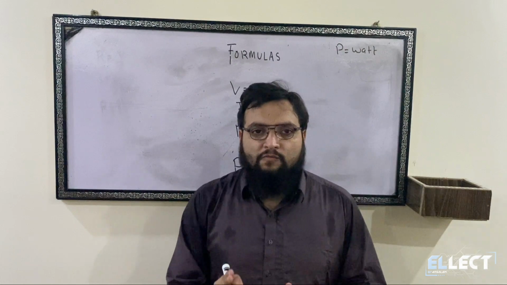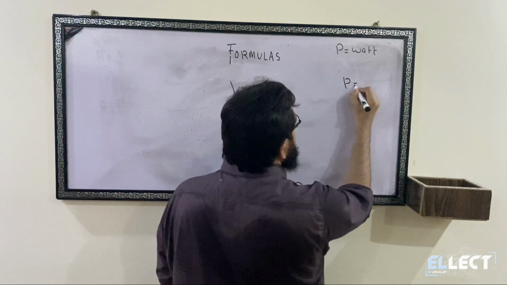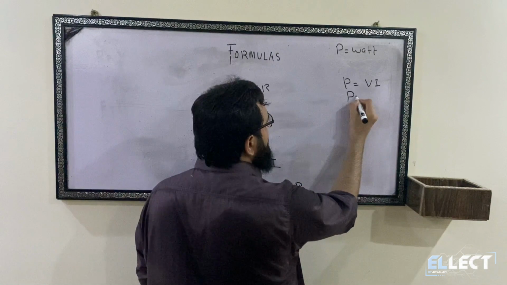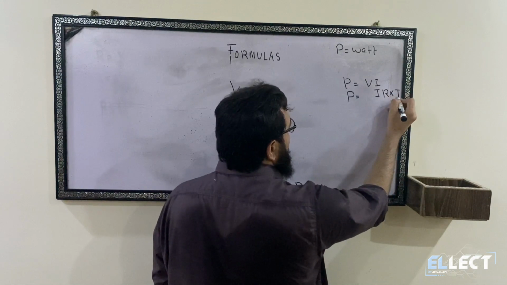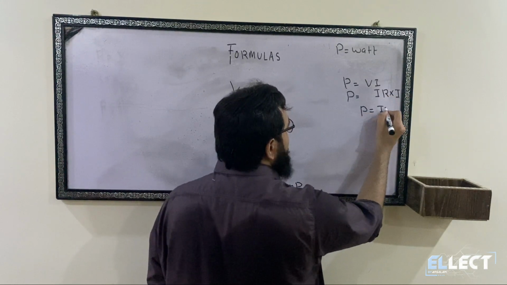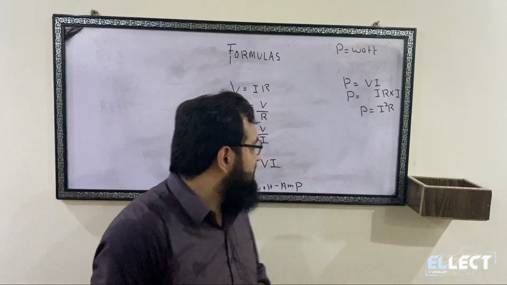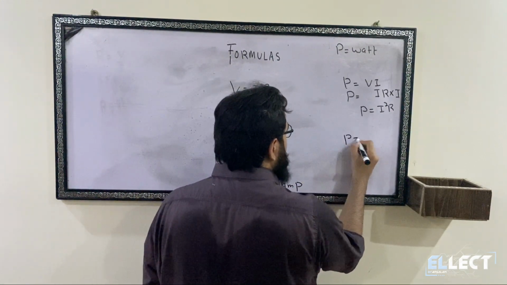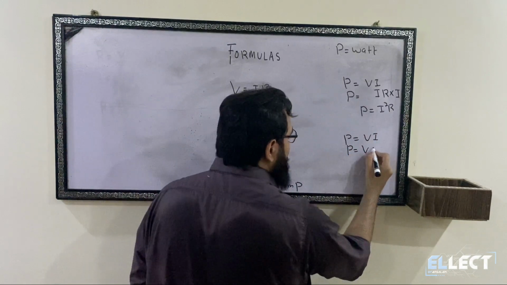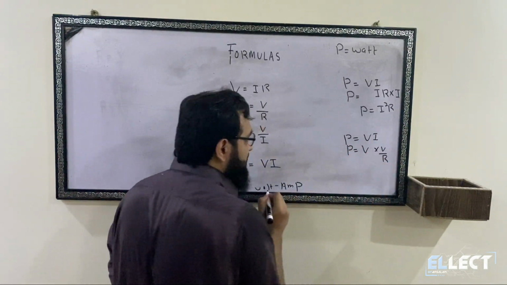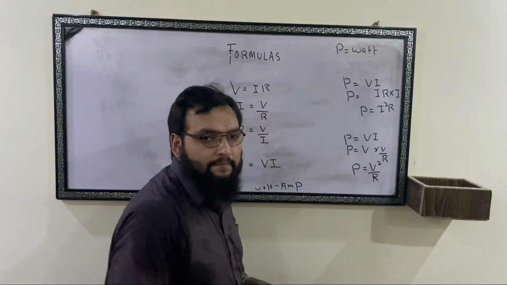Now deriving the formula of power according to Ohm's law, we get P is equal to V into I. P is equal to, the value of V according to Ohm's law is equal to IR, which will be multiplied by I. So P will be equal to I square R. The second formula of power: P is equal to V into I. If we replace I with V over R according to Ohm's law, we will get the formula of power as V square upon R.